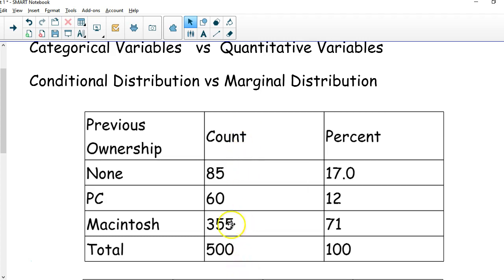Right here, this is a marginal distribution describing the type of ownership of a computer. Now, over here on the right-hand side, if you see a percent with it, it's called a relative frequency distribution, because it's all relative to a percentage, 100%. Okay, marginal distribution, we're talking about one variable, what's going on for that one variable. What is a conditional distribution?